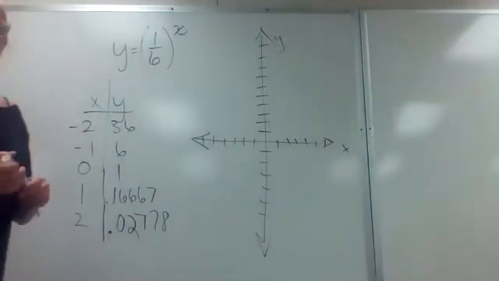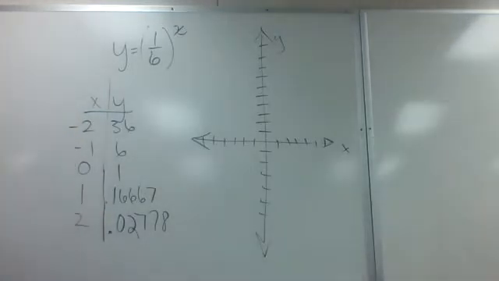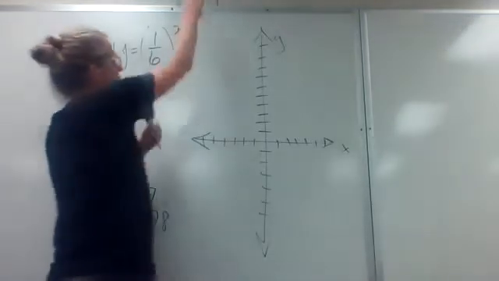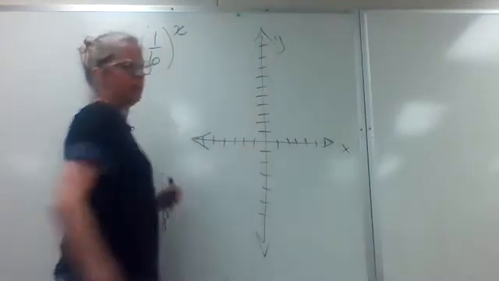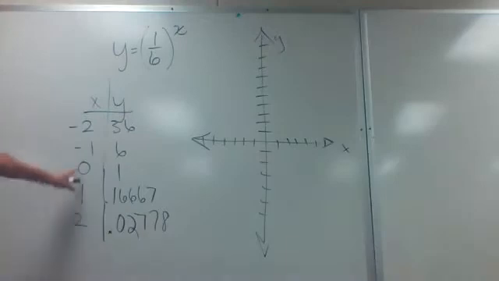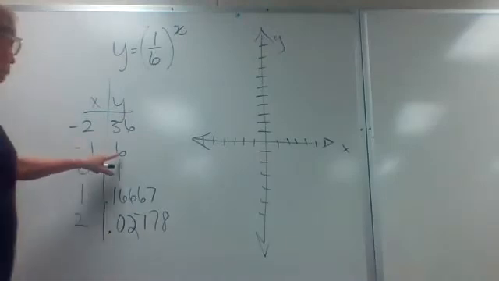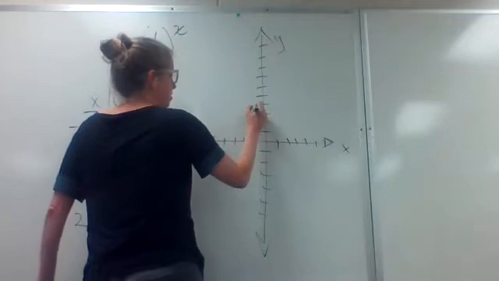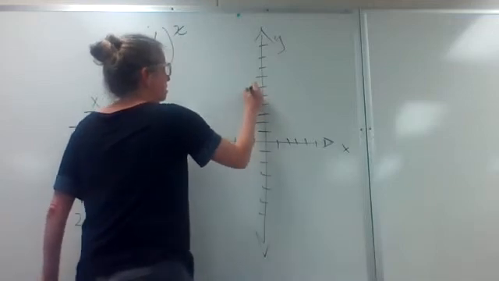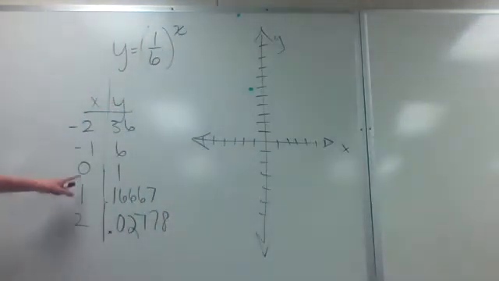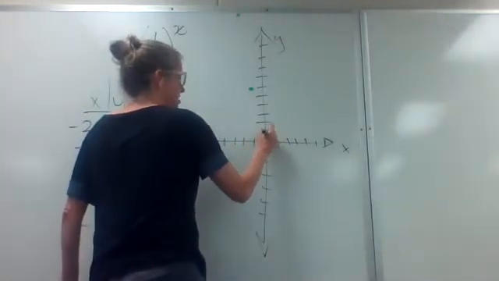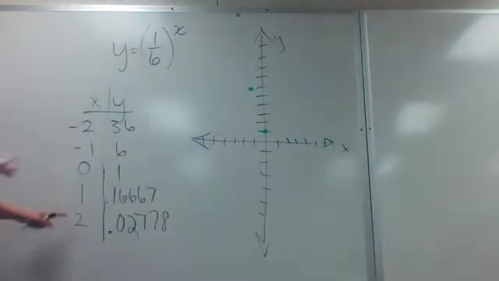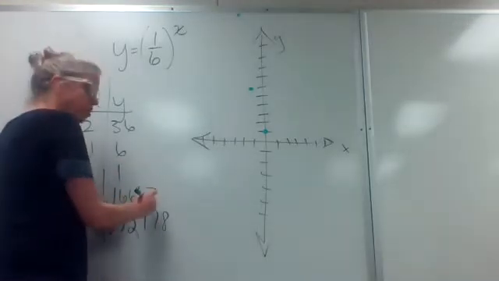All right, starting with this -2. So to the left 2, and then up 36. So it's going to be left 2 and then way up, even off that wall. This point to the left 1, up 1, 2, 3, 4, 5, 6. Left and right 0, up 1, so it's going to cross the y-axis at 1.